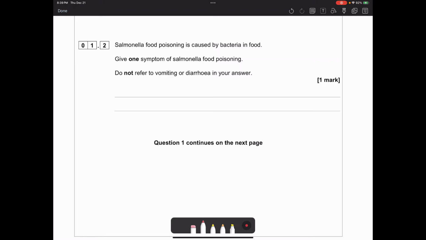Salmonella food poisoning is caused by bacteria in food. Give one symptom of food poisoning, but you can't say vomiting or diarrhea. So therefore, it just leaves you with 2 other symptoms that you could say: running a fever or stomach cramps. Just saying feeling unwell is not enough.